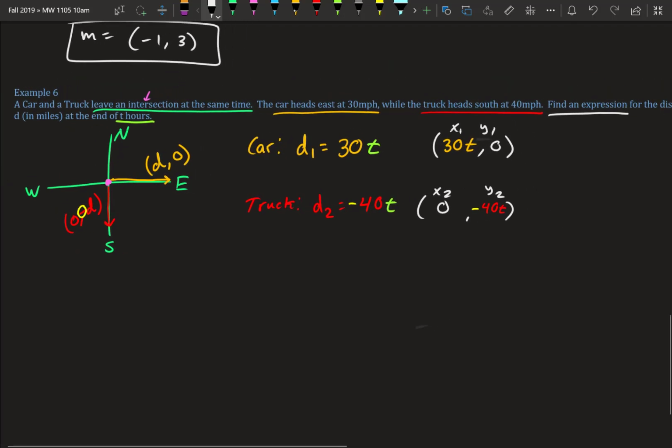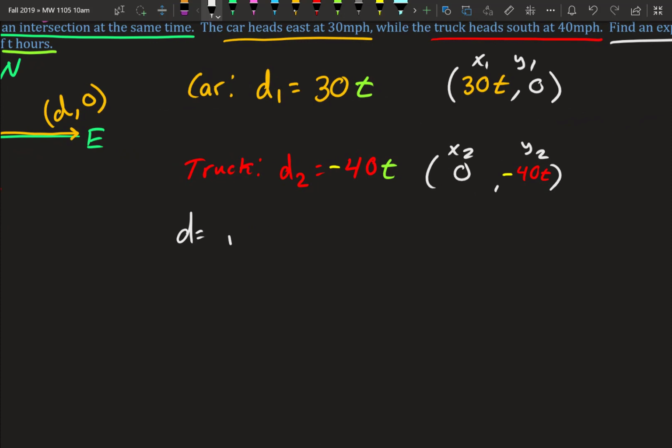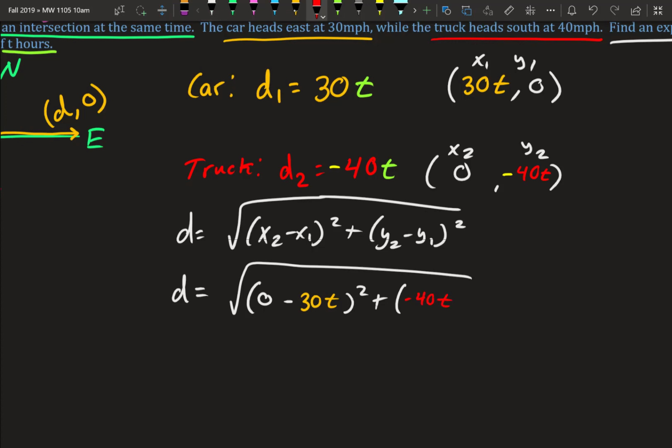So if it's asking to find an expression for the distance, remember the distance means distance formula. So let's plug our x1s, y1s, x2s, y2s into our formula. So we have distance equals our square root. So x2, which is 0, minus x1, which is 30t, squared, plus y2, which is negative 40t, minus y1, which is 0, squared.